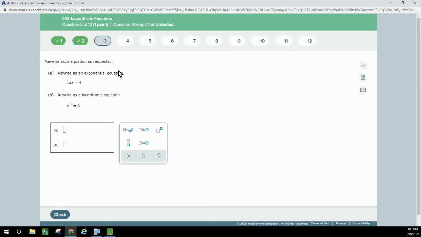Rewrite as an exponential equation. Ln of x equals 4. Ln is log base e. So this is e to the 4th equals x. And this one would be ln of 6 equals y.